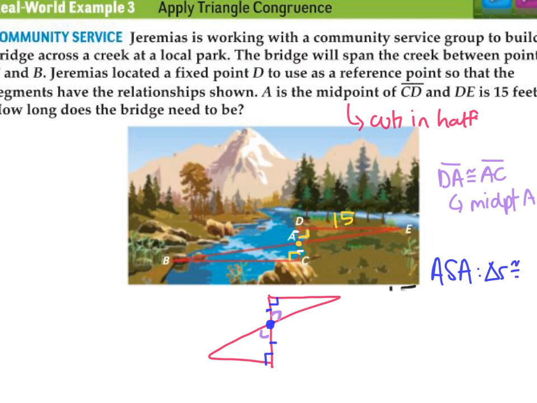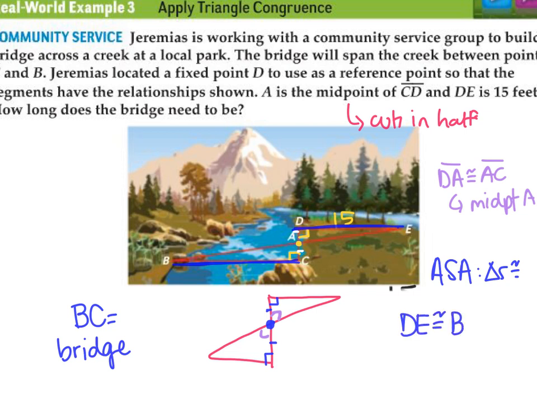So if we know our triangles are congruent, look at our corresponding sides. Okay, so we have DE. Okay, DE is going to be congruent to BC. And remember, we're trying to solve for BC as our bridge. So if DE is congruent to BC, we'll know that BC, our bridge, has to be 15 feet as well.